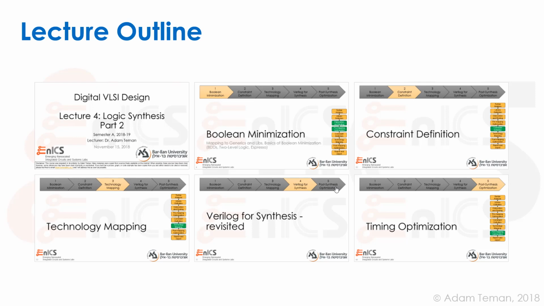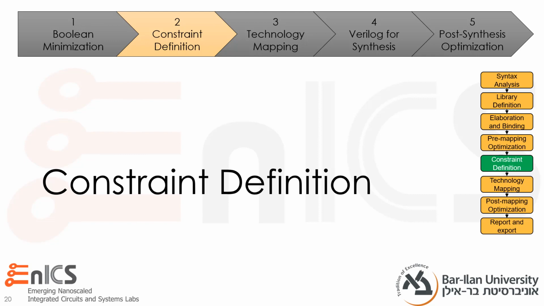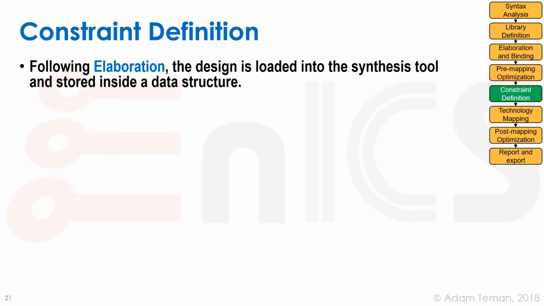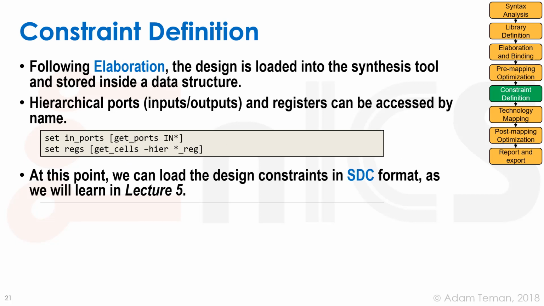That brings us to the next part of the synthesis flow, which is constraint definition. Following elaboration, the design is loaded into the synthesis tool and stored inside a data structure. Now we have things such as hierarchical ports, inputs and outputs, registers, and so forth, and we can access them by name. Here's a small example of some SDC commands or Tcl commands that can be used to access these things. We'll learn about this in detail in the next lecture.